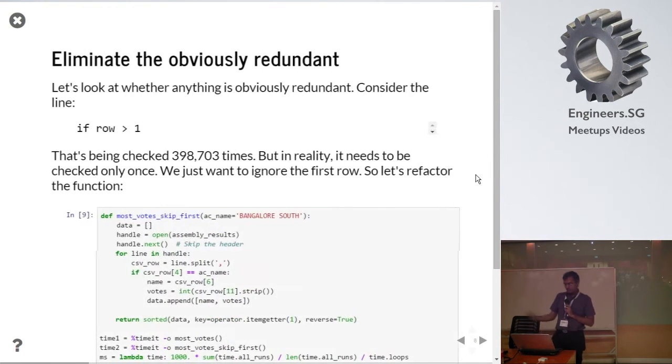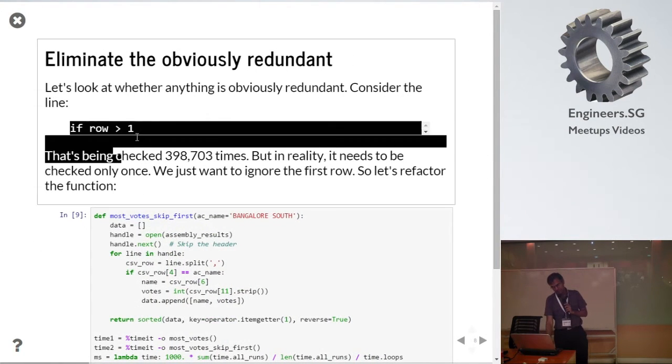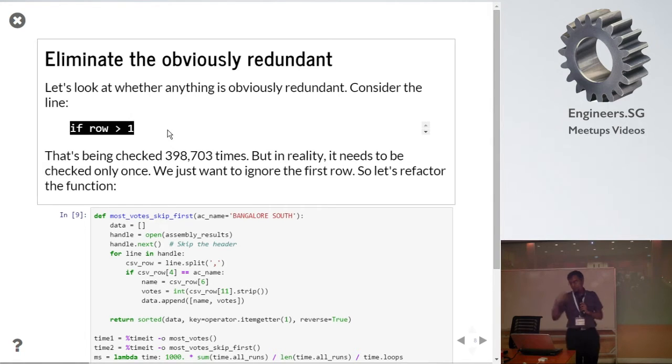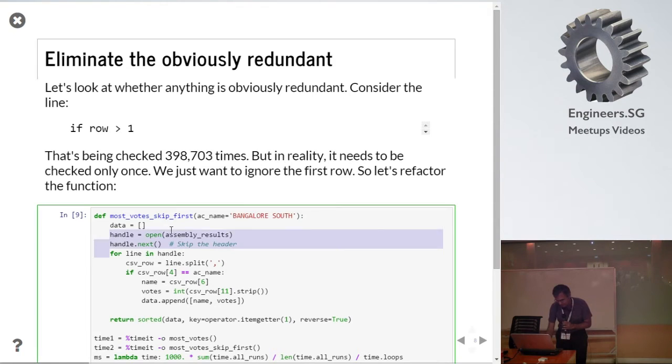Let's take the obviously redundant. Now, we've got this check, if row is greater than 1. We're going through this every time and checking if we are not in the first row. Really, that check needs to happen only once. So right at the beginning, what you could do is open the file and then skip the first line. And thereafter, there's no question of what the row number is. Who cares what the row number is? We're just parsing this data as it is.